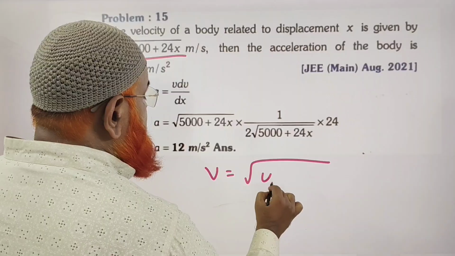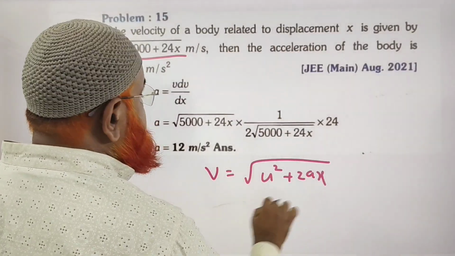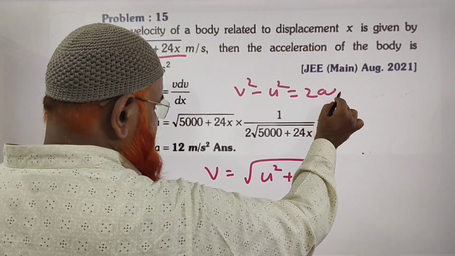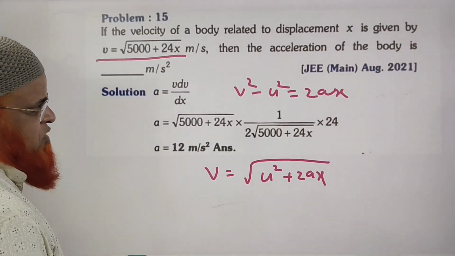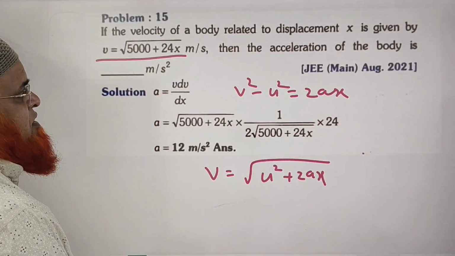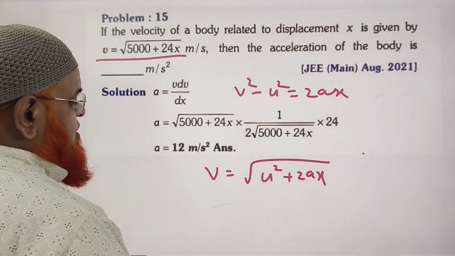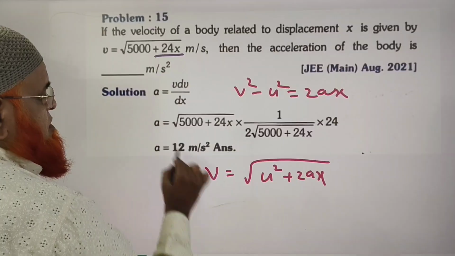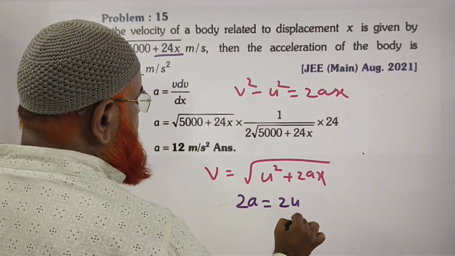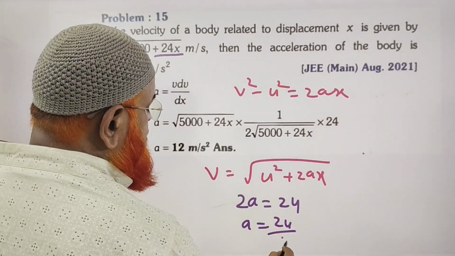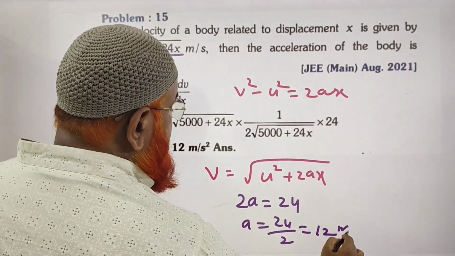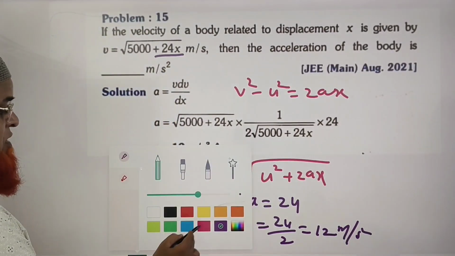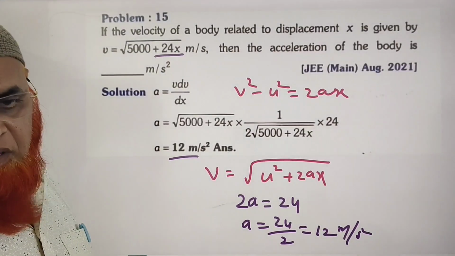So same thing you can do. v is equal to square root of u square plus 2ax. This is coming from the general formula v square minus u square is equal to 2as. Here it is x. That's it. Just modify and get this one. So what is present instead of 2a here? See, 2a is 24. So a is equal to 24 by 2, which is nothing but 12 meter per second square. Your answer is ready. You can bypass this differentiation method.